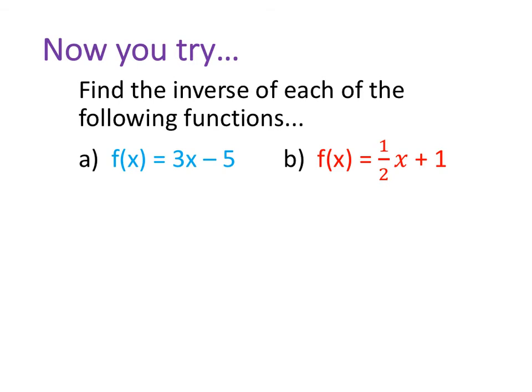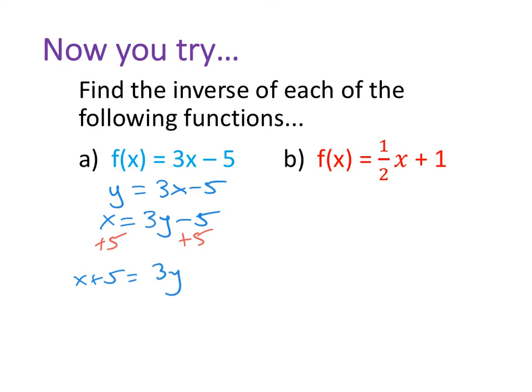So on the first one, if I follow these steps, y equals 3x minus 5, x equals 3y minus 5, and try to solve for y here, I would add 5. And then to get rid of that 3, I would divide by 3 to both sides. And so we get the inverse being (x plus 5) all over 3, and that would be our final answer there.